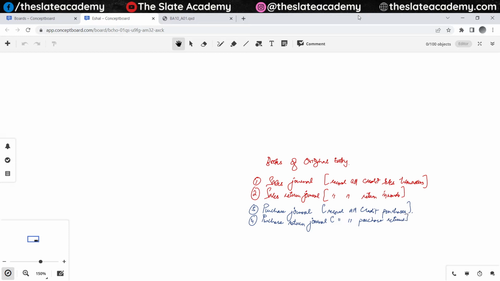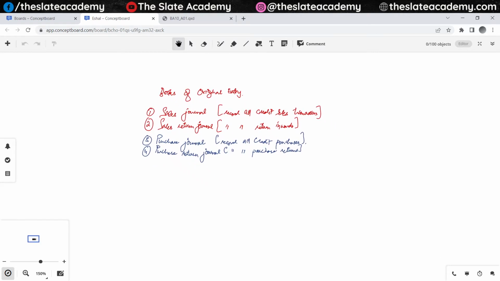Take a G. Now your question could be that we have recorded the credit sales and credit purchases. What about the cash sales and cash purchases? All the cash transactions of a business, whether related to cash or otherwise, are recorded in what we call the cash book. Okay, Ji. And then all the remaining transactions are recorded in the general journal.